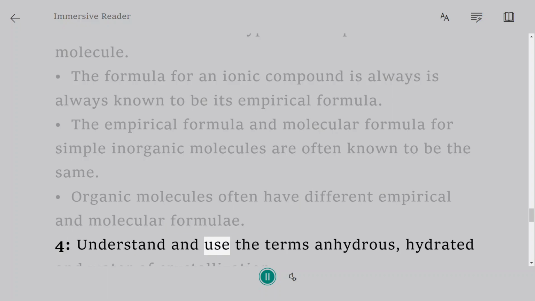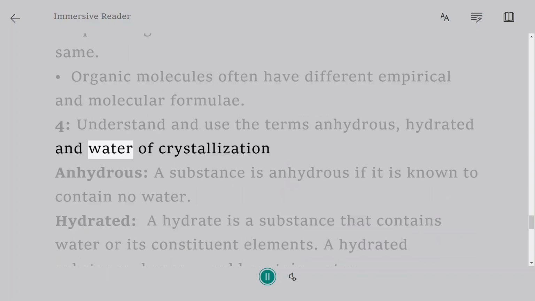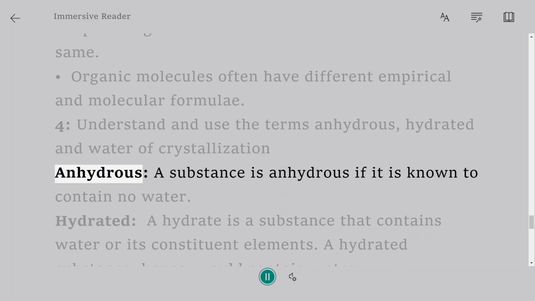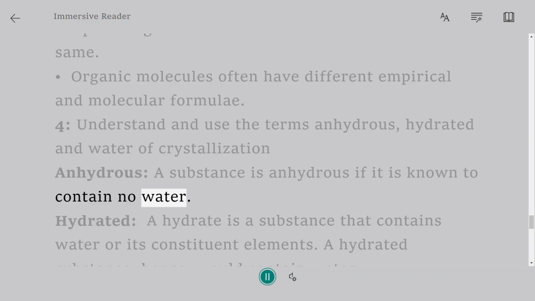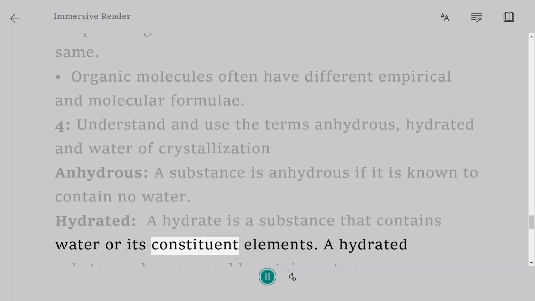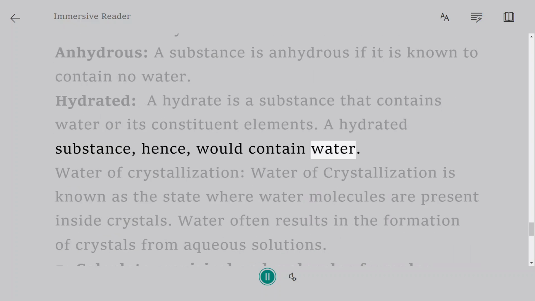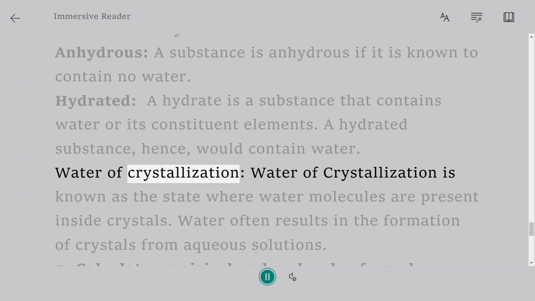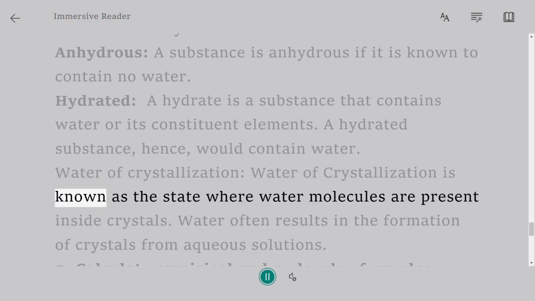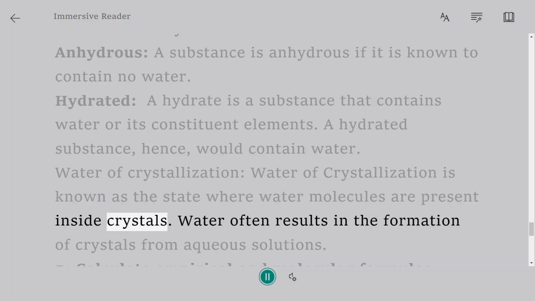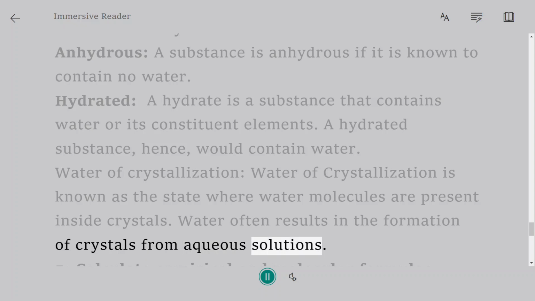4. Understand and use the terms anhydrous, hydrated, and water of crystallization. Anhydrous, a substance is anhydrous if it contains no water. Hydrated, a hydrate is a substance that contains water or its constituent elements. A hydrated substance, hence, would contain water. Water of crystallization is the state where water molecules are present inside crystals. Water often results in the formation of crystals from aqueous solutions.